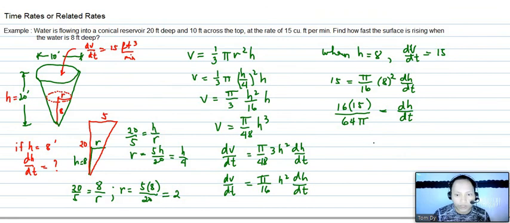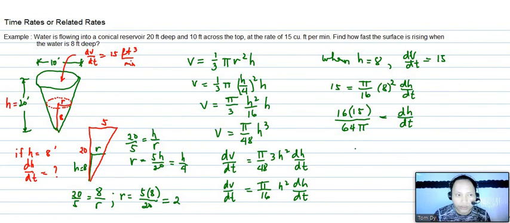Using a calculator, this is equivalent to 1.19. Height is in terms of feet and time is in terms of minutes, so we have feet per minute. This is now our dh over dt. This is how fast the surface is rising. So dh over dt is equivalent to 1.19 feet per minute.